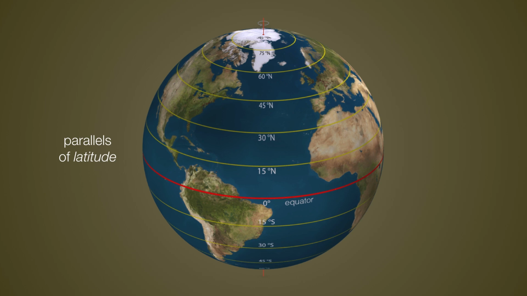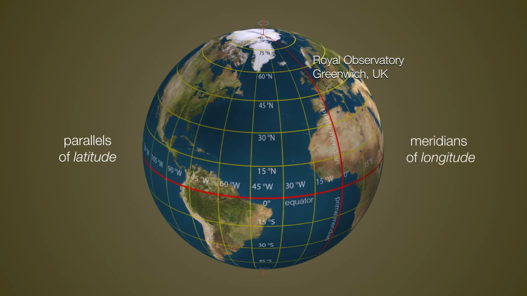Now, in addition to parallels of latitude, measuring north and south, we also want to be able to measure from east to west. So by international agreement, the prime meridian is an imaginary line that goes through the North Pole, through Greenwich, England, at the Royal Observatory, all the way down to the South Pole. And then we can simply measure east or west in terms of meridians of longitude.